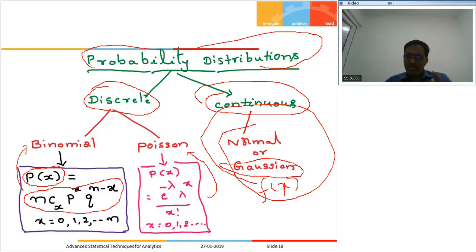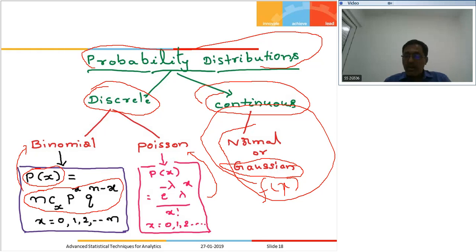What about Q? Q is the probability of failure. How to find the probability of failure? 1 minus P. We discussed this at the beginning. So the probability of success plus the probability of failure together total is 1. So I repeat here.